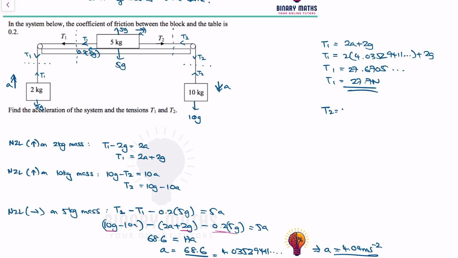T2 in a similar way is 10g minus 10a, which is equal to 10g take away 10 times the unrounded version, 4.03529411, which gives us a value of 57.64705, which is equal to 57.6 newtons.